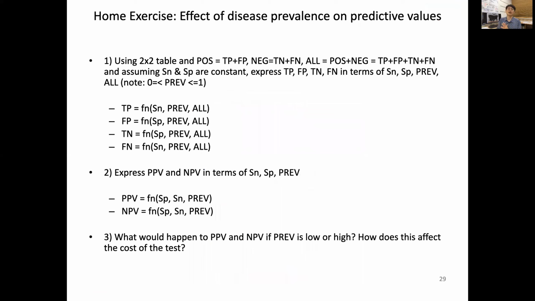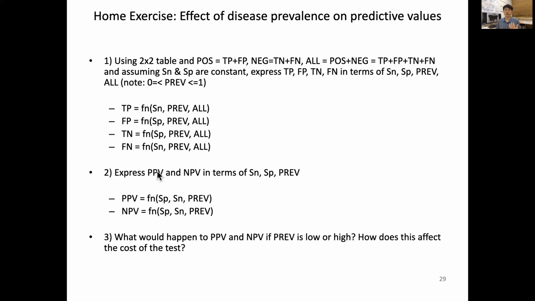With this, I made a homework for you. This is created by me: using this decision matrix or the parameters we are given, assuming that sensitivity and specificity are constant, how can you find the relationships between sensitivity, specificity, and the parameter prevalence? See, prevalence should be between 0 and 1. Then I want you to express true positive, false positive, true negative, and false negative as functions of sensitivity, specificity, and prevalence, and all means like all this sum.